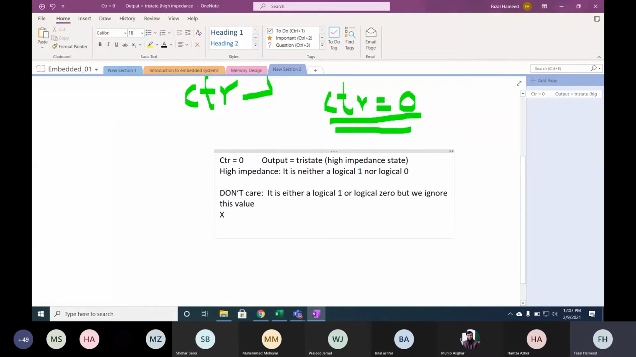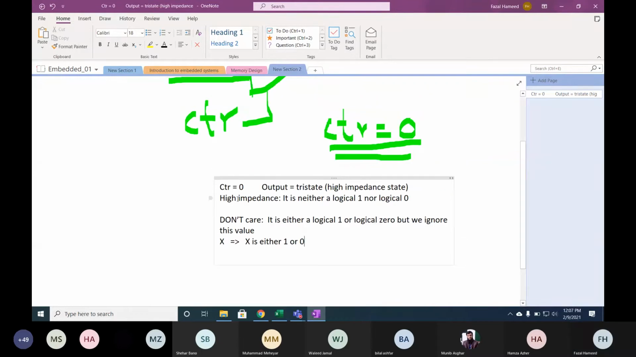So there are two possibilities for the value of x: x is either 1 or 0. But what is a high impedance state? It is neither 0 nor 1; it has no value.